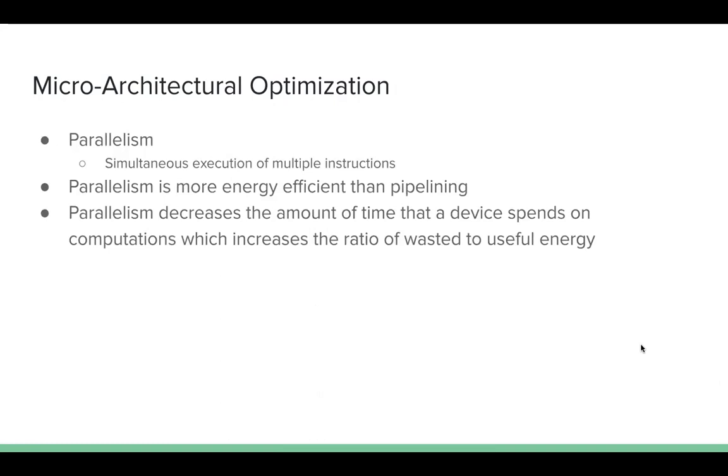Like we mentioned, one of the methods for design is pipelining, but there is also another design called parallelism. Parallelism is when you're simultaneously executing multiple instructions at the same time. In terms of energy efficiency, it is far more efficient to do parallel design rather than pipeline design. Something you should note is that parallelism decreases the amount of time that a device spends on computation, which increases the ratio of useful energy to wasted energy, which overall improves optimization.